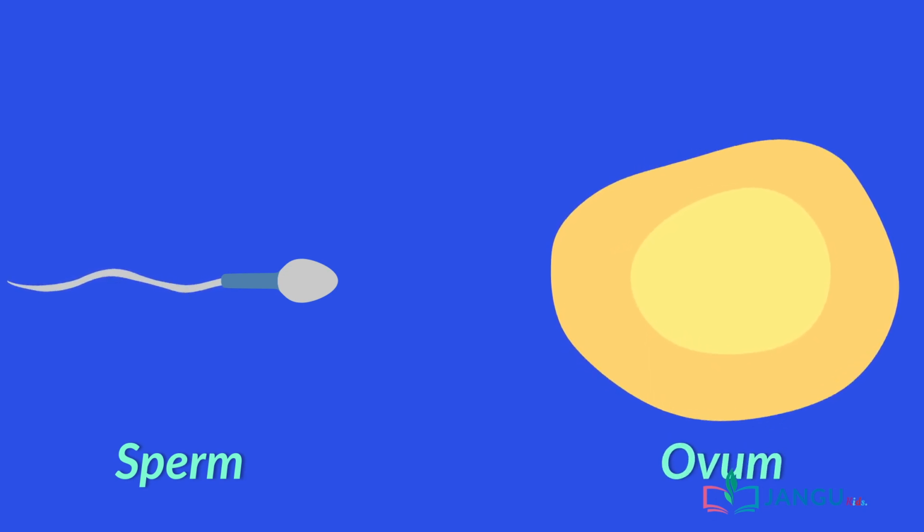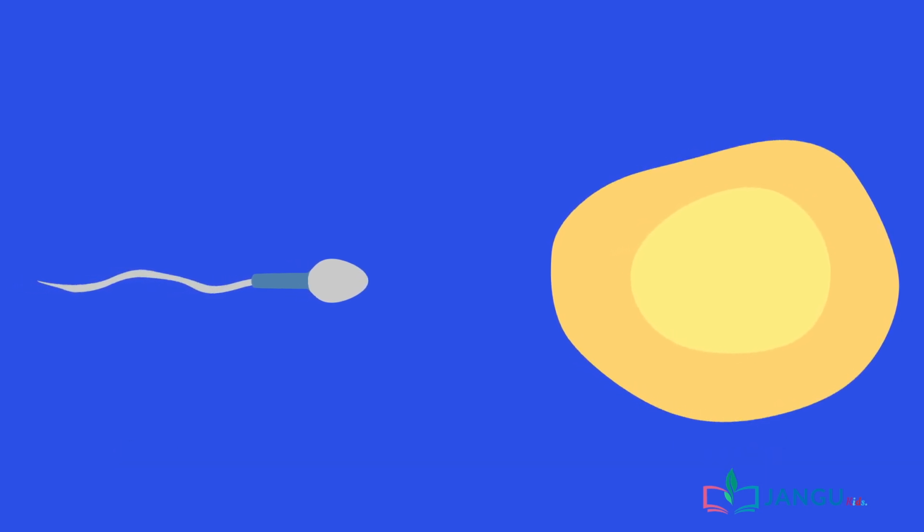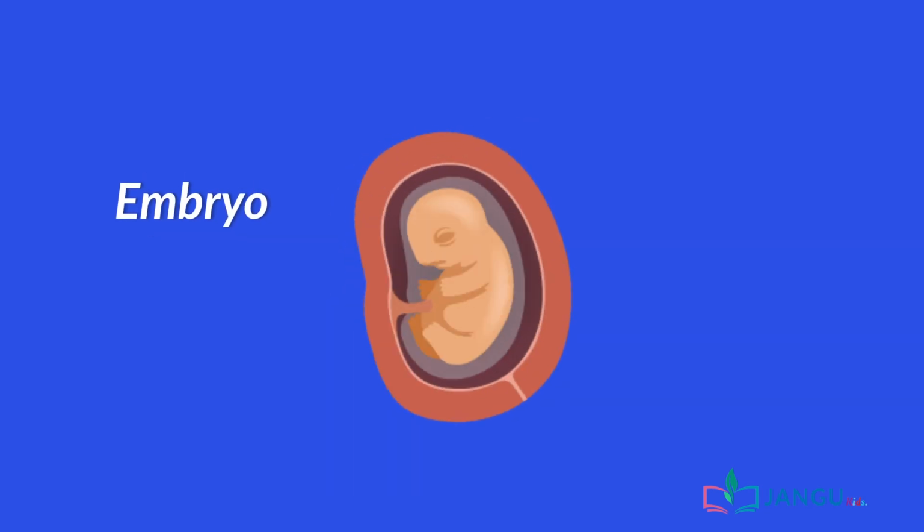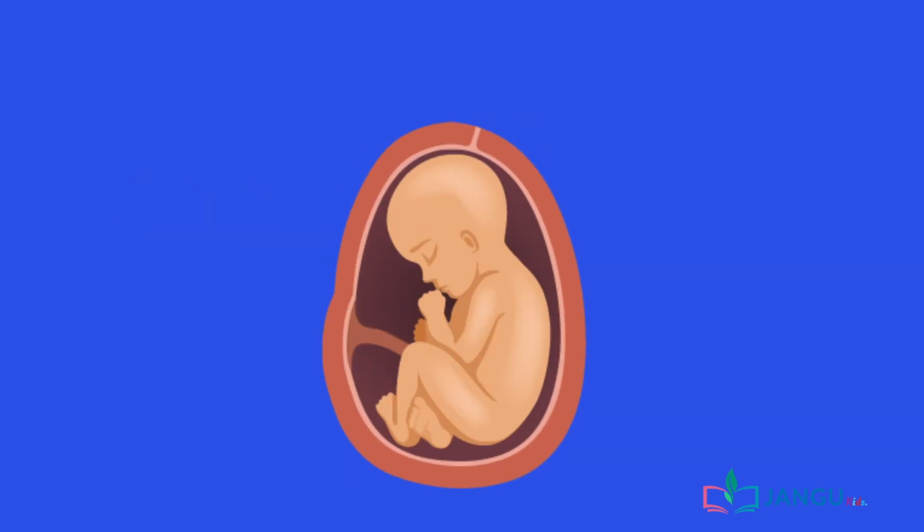The sperm is introduced to the vagina through the penis. A sperm cell unites with the female gamete inside the female's body to produce a fertilized egg. This is called fertilization. Therefore, fertilization is the union of the sperm and the egg. The zygote formed after fertilization develops into an embryo and eventually a baby is born.